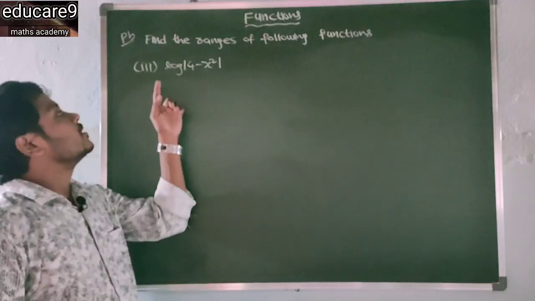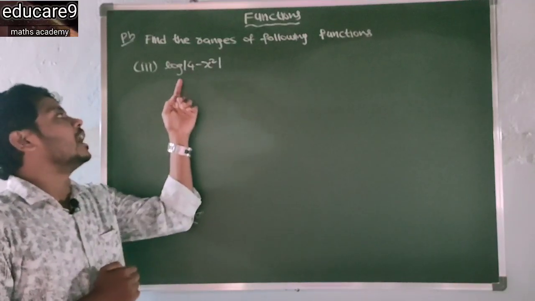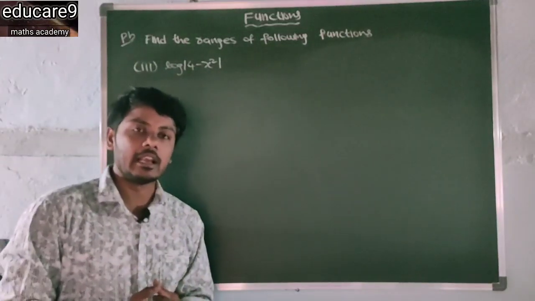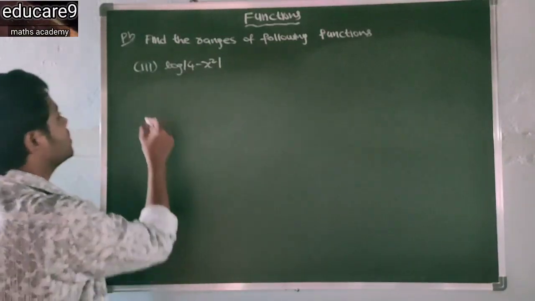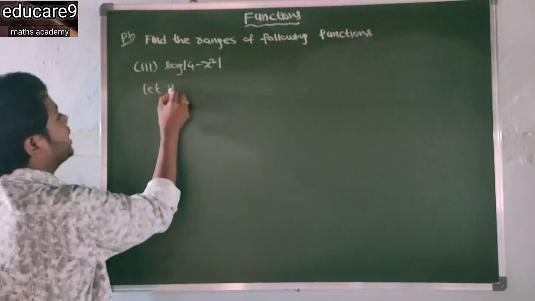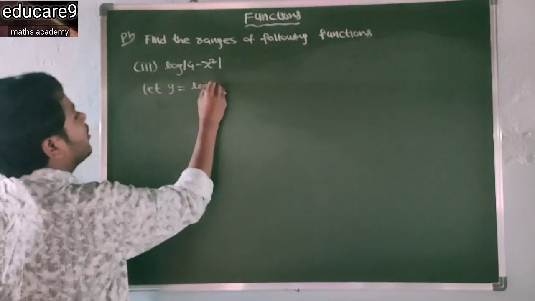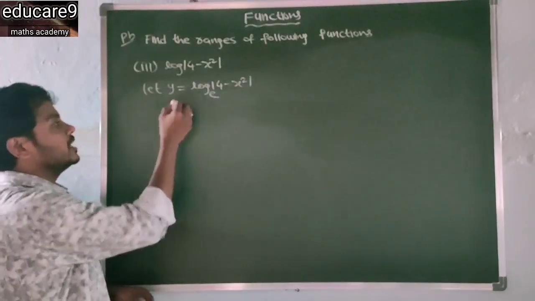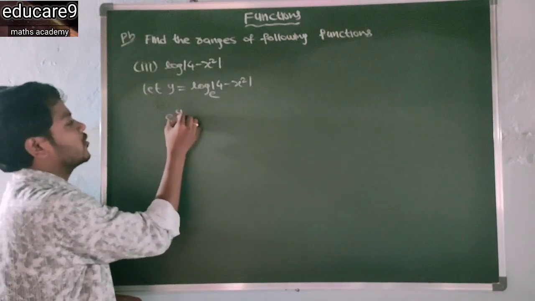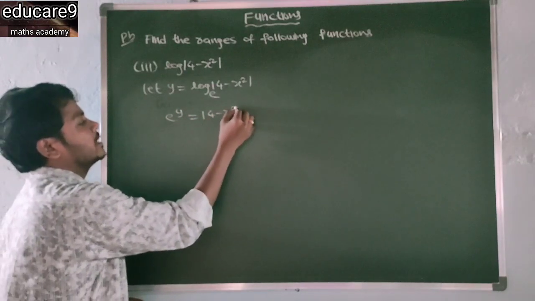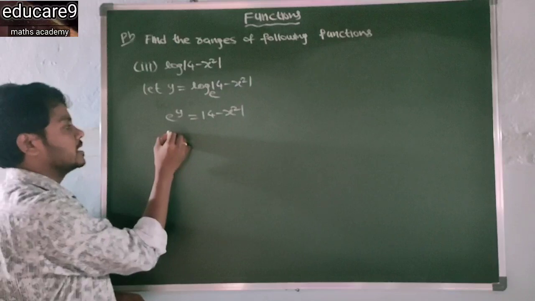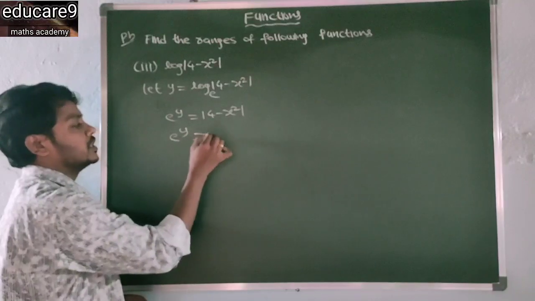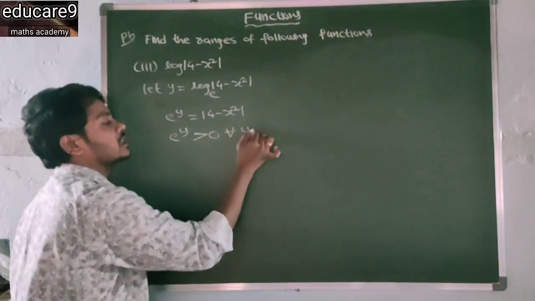So see the third question. Find the range of the function log of mod 4 minus x square. For finding the range of the function, let the given function be equal to y. So let y is equal to log of mod 4 minus x square. So your base is what? E. So clearly this can be written as e power y is equal to mod 4 minus x square. So e power y is always positive for all y belonging to R.